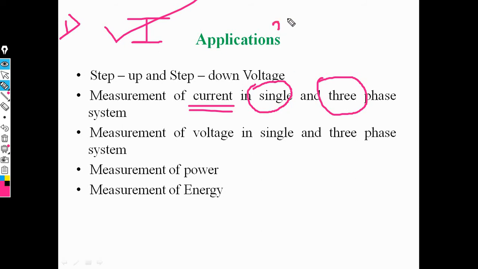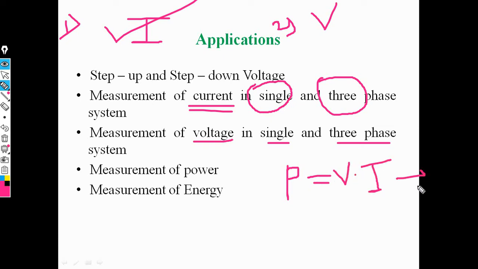Then the second point is that the transformer measures the voltage in single phase and three phase transformers. Also, the transformer measures power, P equals V into I, and this is the power for a single phase transformer. Then the three phase power is P equals 3 into VI.